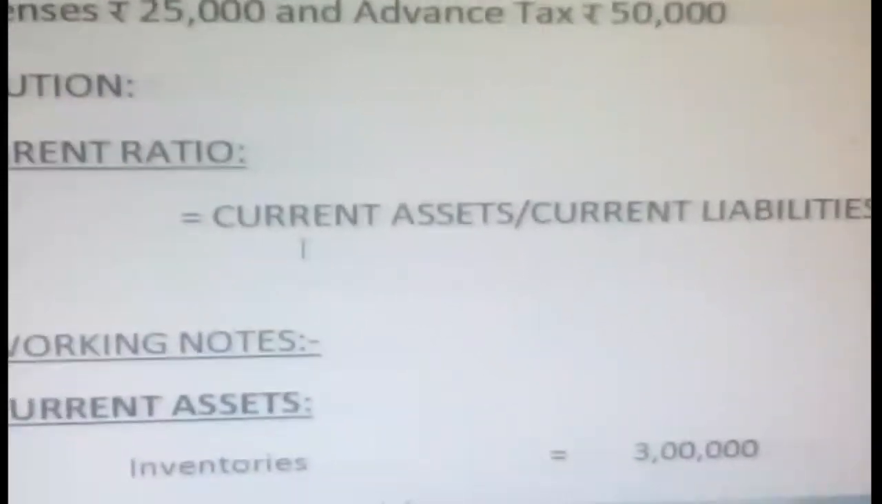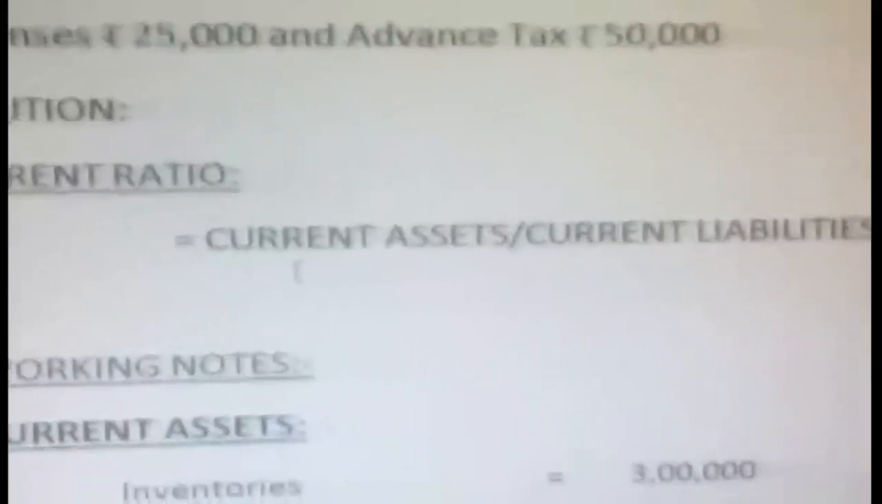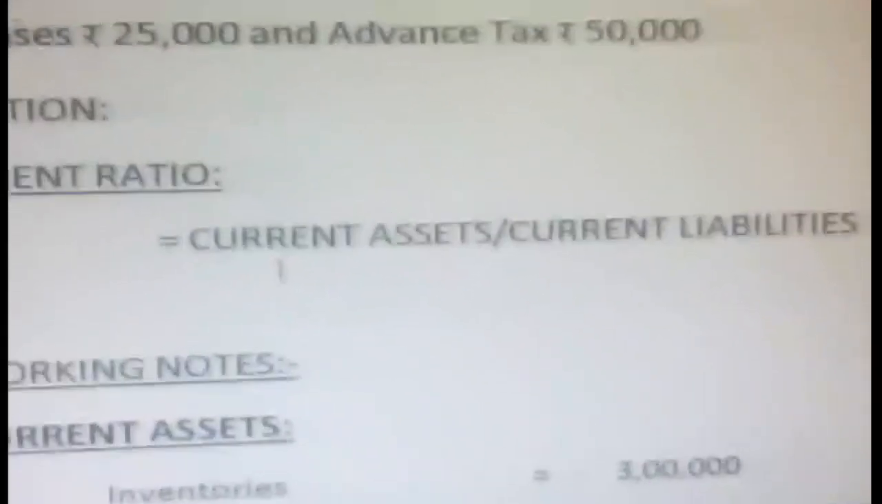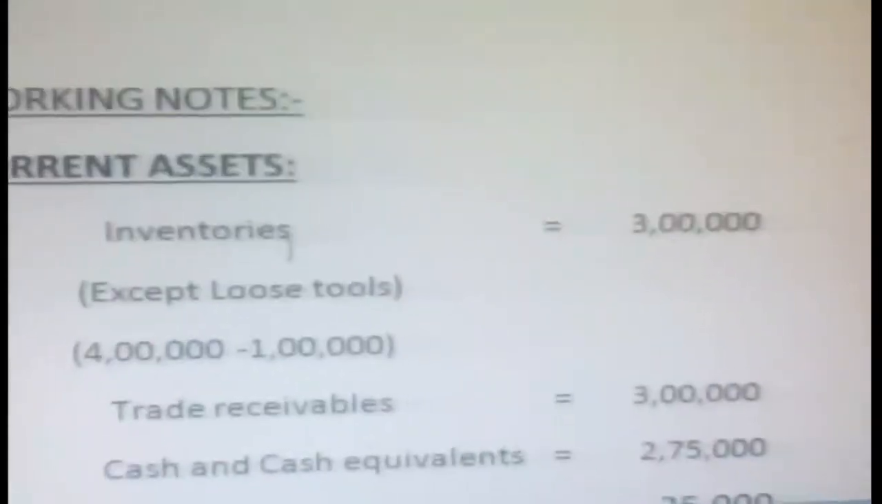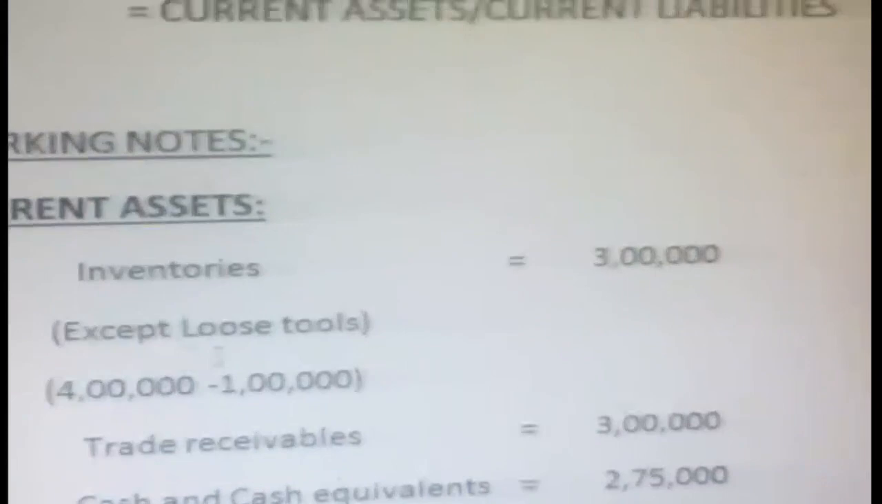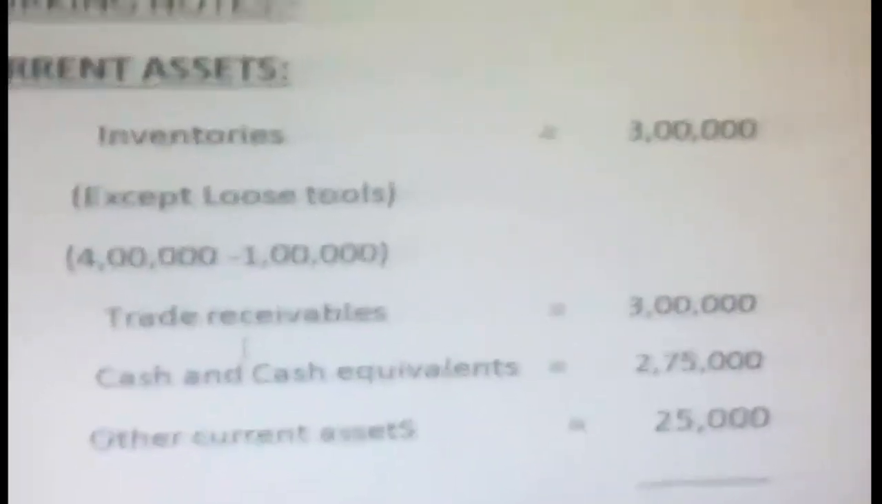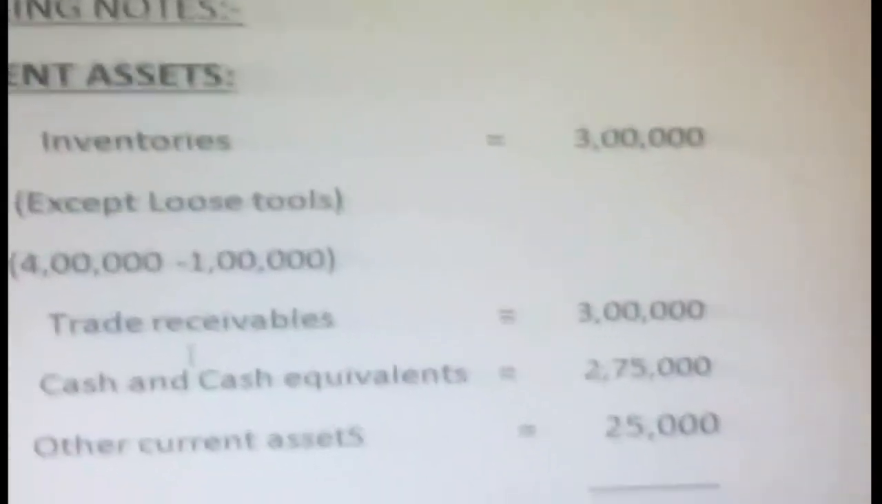In each and every problem you have to mention the formula. So what's the current ratio? Current assets divided by current liabilities. From that we want to prepare the working notes. First you do current assets like this. I am telling you to use the vertical format so you can do the addition very easily.